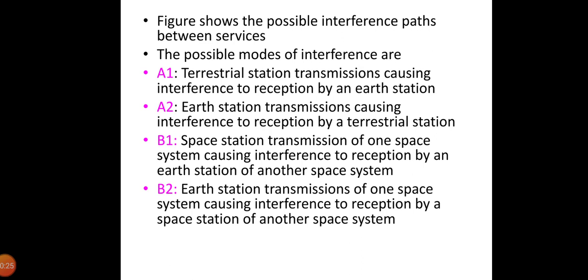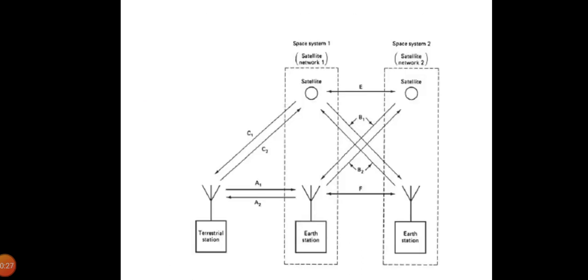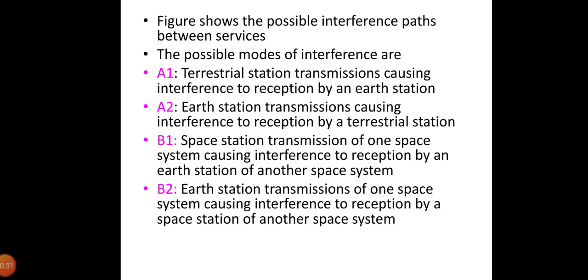Now let us move on to the interference. And you can see the possible interference paths in this diagram. So, the possible modes of interference are, first one is A1, that is the terrestrial station transmissions causing interference to reception by an earth station. And A2 is the earth station transmission causing interference to reception by a terrestrial station.